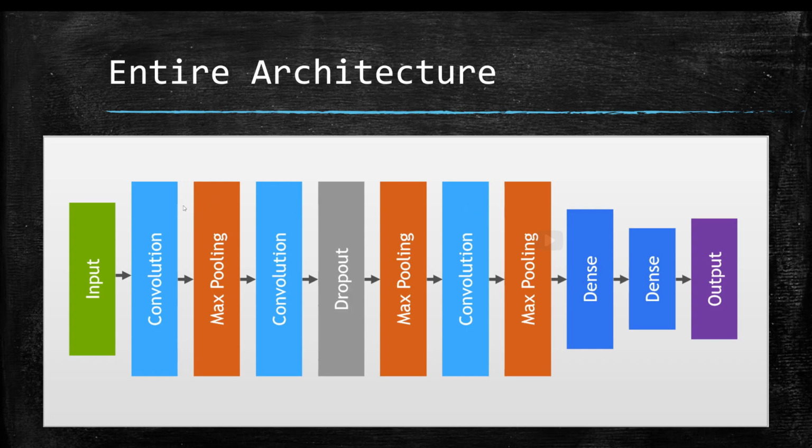We're going to start off with our input. We're going to do a convolution to it and do a max pool. We're going to do a convolution to that and then do a dropout. And then we're going to do a max pool again. Then we're going to do one more convolution and do a max pool of that. And then do a dense, and then an output.